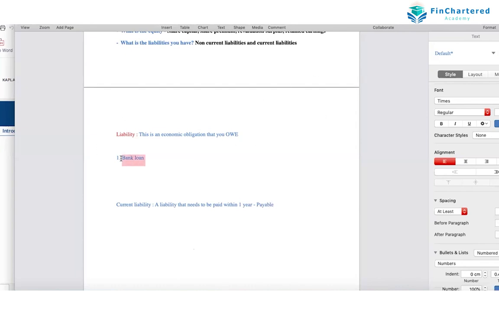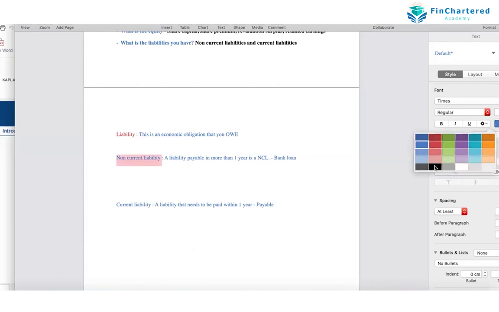What about a bank loan? When you take a bank loan, should you pay back in 1 week? If you borrow from the bank 1 crore, should you pay back? No. Generally, a bank loan will be 3 years, 5 years, 7 years. So that liability that needs to be paid in more than 1 year is a non-current liability. Example is a bank loan. So guys, we've looked at on this page, what is a liability, what is a non-current liability, and what is a current liability.